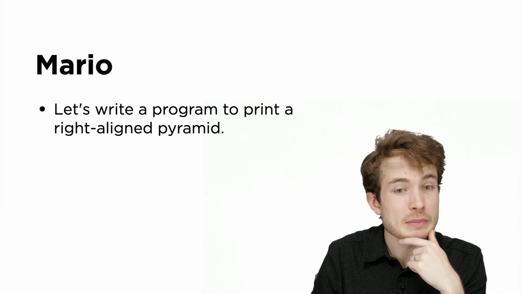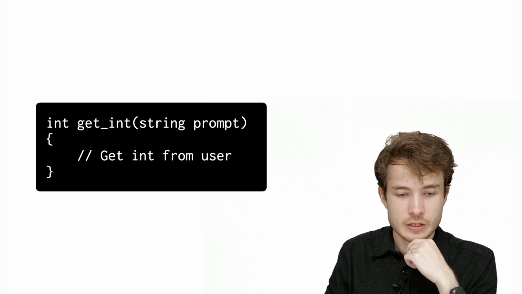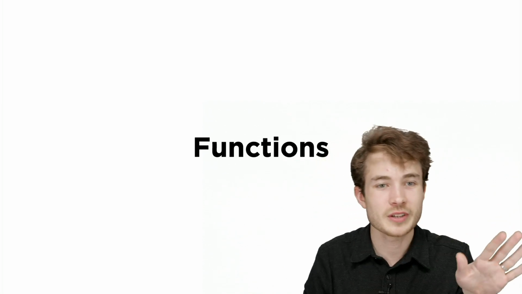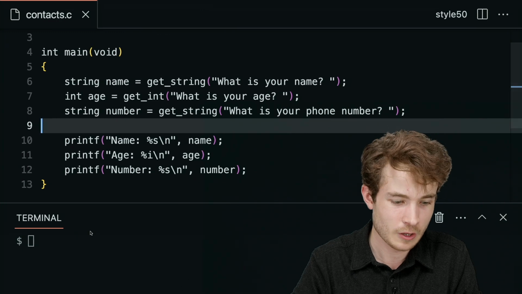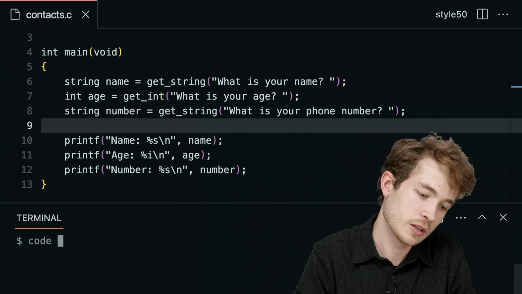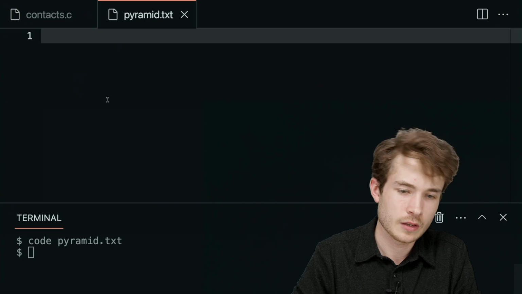So a left-aligned pyramid looks a bit like this. Whoops, sorry, I didn't have those slides in this presentation. That's OK. We will instead talk about functions and what we could do to create a left-aligned pyramid. If you can visualize in your head, let me go to my actual code space over here. What that looks like, I'll say code pyramid.txt. And I'll show you an example.